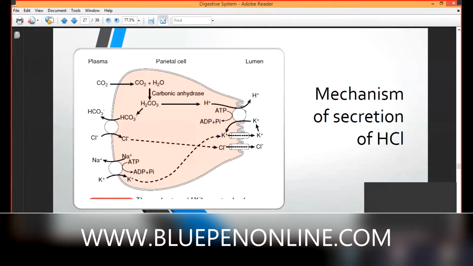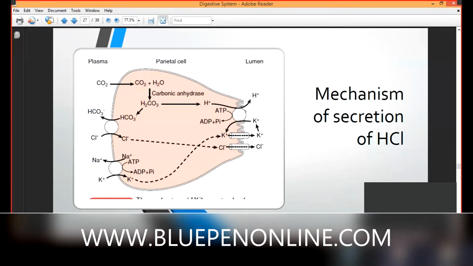HCO3 minus goes from the intracellular to the extracellular. So inside the cell there will be a negative charge when HCO3 goes out, because the cell integrity is intact. When the ion diffuses out, there will be a negative charge inside the cell.